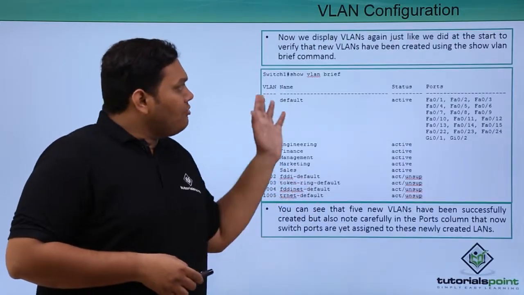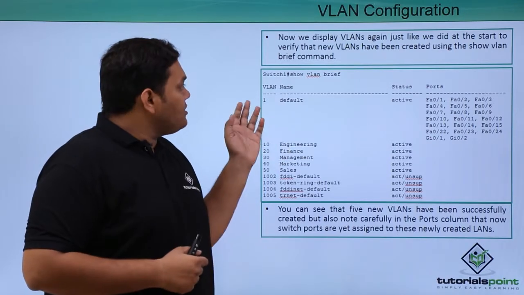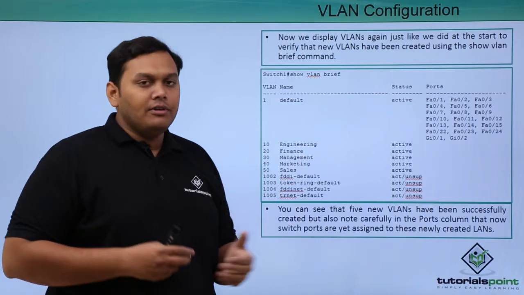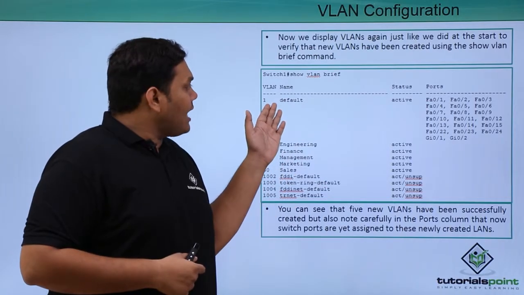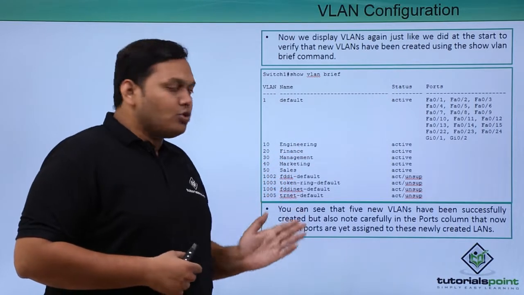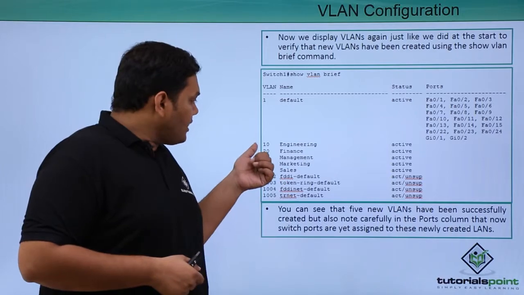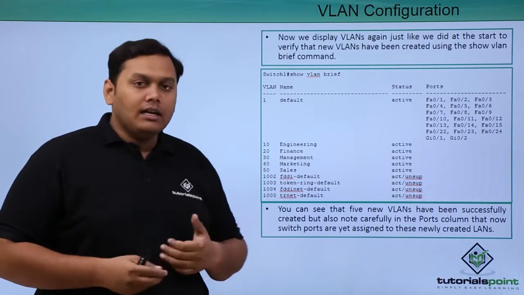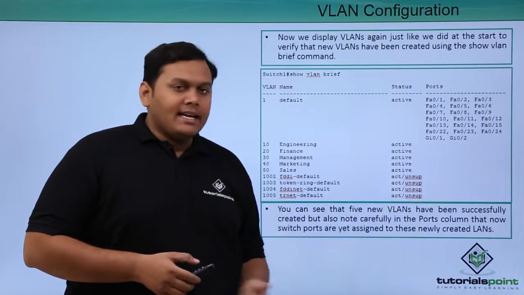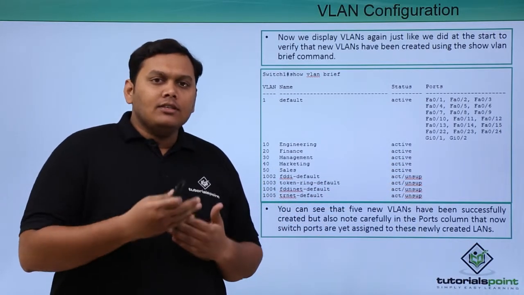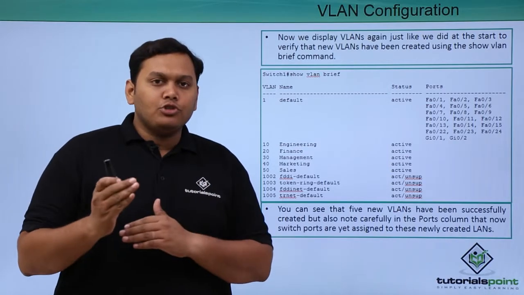After this, we have to assign ports to those VLANs. Again, use show VLAN brief to check whether the VLANs got created or not. It is very clear that apart from the default 1002, 1003, 1004 and 1005, you can now see 10, 20, 30, 40 and 50 created, but the ports are not assigned yet. So, now we will assign the switch ports to the particular VLANs. How do we assign switch ports to VLANs?